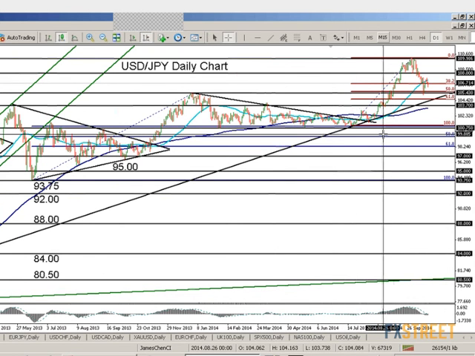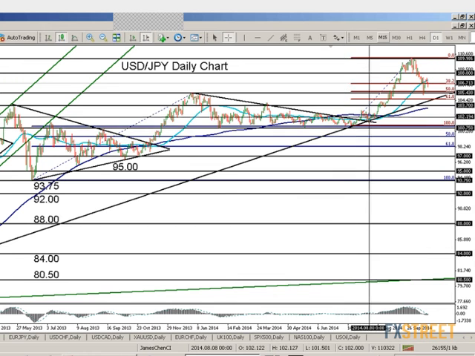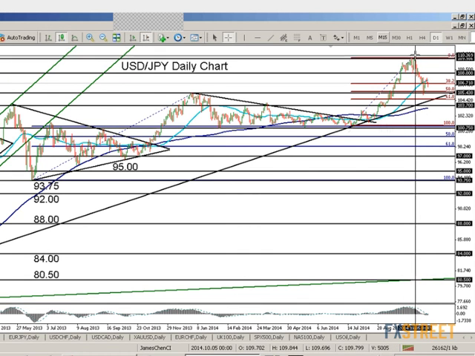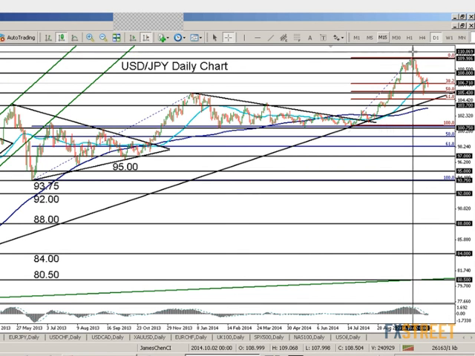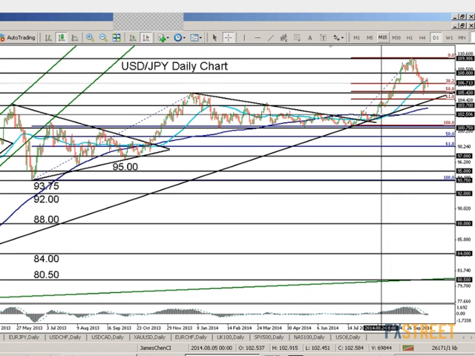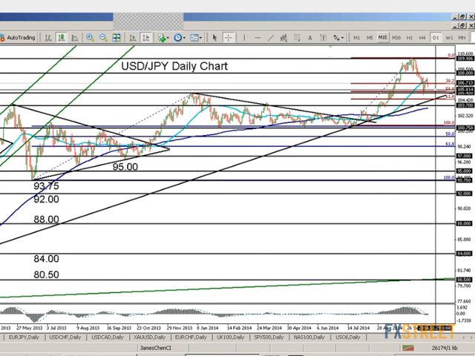Dollar yen is always very hard to trade, at least for me. We saw this breakout above this triangle pattern. It broke to the upside, and then it just went on a tear, a record move up to 110, which was the year high, and then it pulls back all the way to the 50% Fibonacci level of this move here.